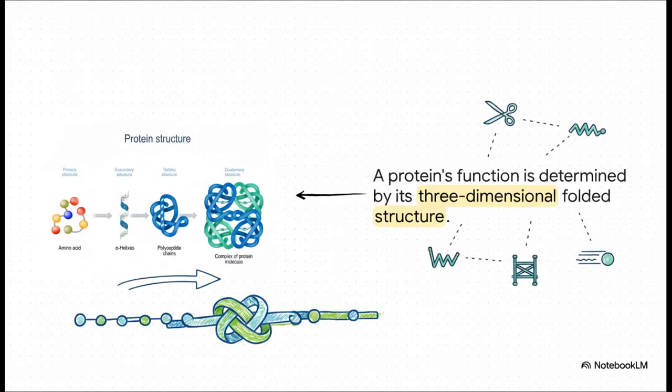A simple chain of amino acids doesn't do anything. The crucial final step is that this chain has to fold into a very specific, very complex 3-dimensional shape. That final structure is everything. It's what determines what the protein's job is, whether it's breaking something down, building something up, or sending a signal. The shape is the function.